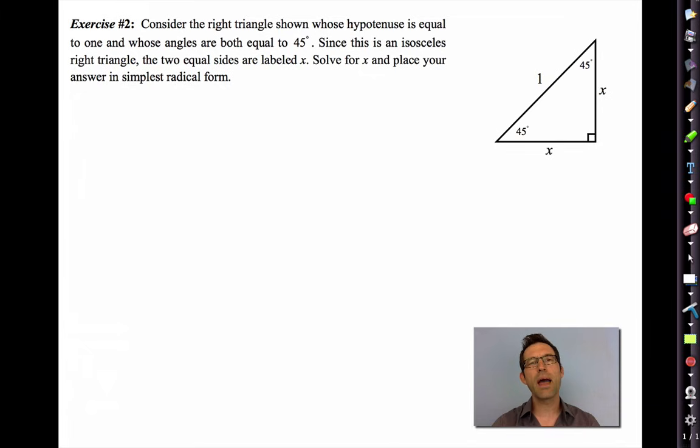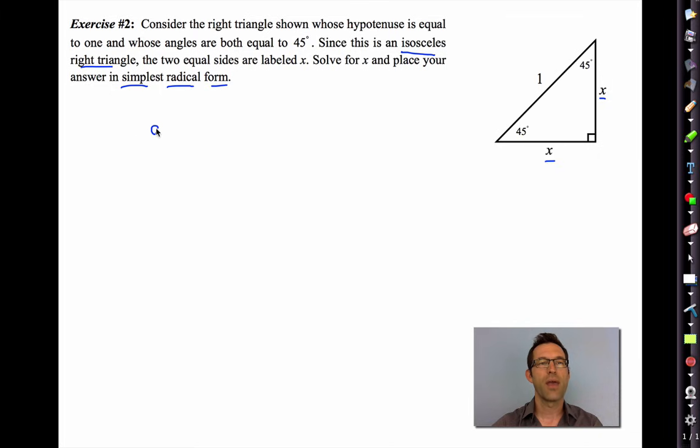Now, back in Common Core Geometry, you did learn, or you were supposed to learn, about what were known as the special right triangles, but we're going to review that right here. Exercise 2 says, consider a right triangle shown whose hypotenuse is equal to 1 and both sides are equal, and whose angles are both equal to 45. This is an isosceles right triangle, which means that the two legs have the same length, so I'm going to call them both x. It says solve for x and place your answer in simplest radical form.